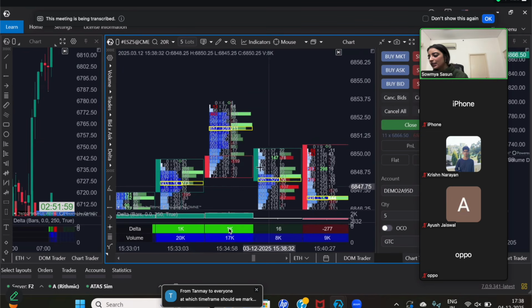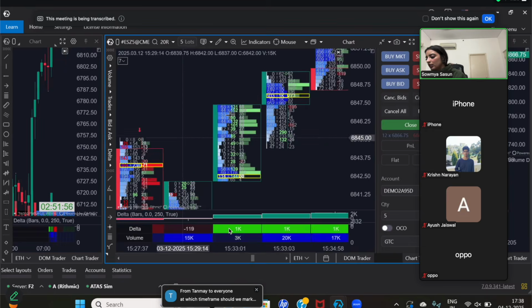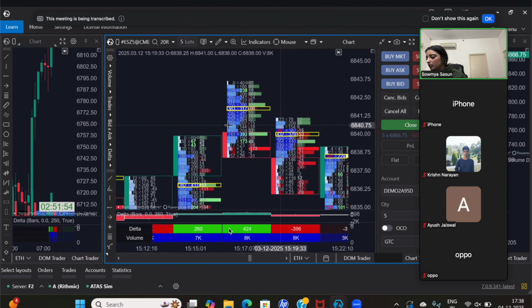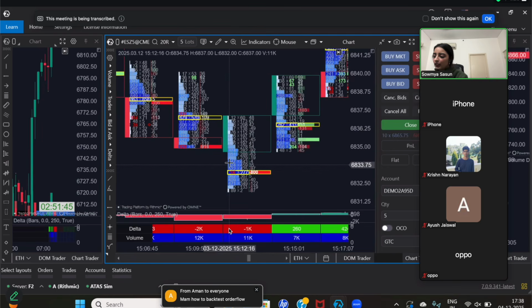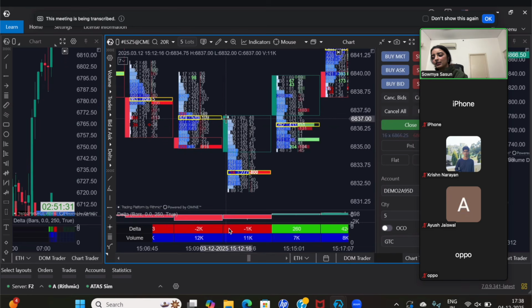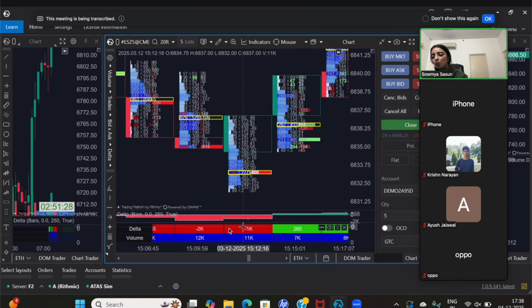Now, similarly, let's see another example. Let's look at this candle. Amazing one. We have a green candle, right? Green candle means price opened here, went up, closed here. Shows that it is a positive candle. But what does the delta say? The delta shows there has been 1k net selling, which means we had 1k of additional sellers as compared to the buyers.